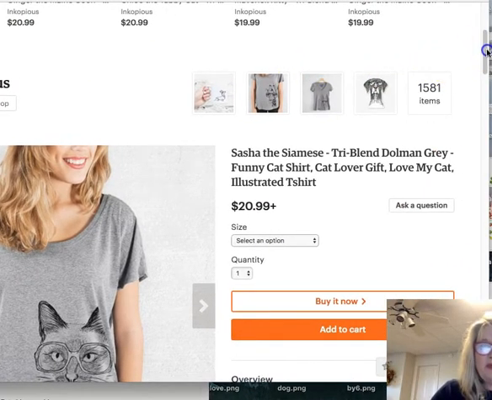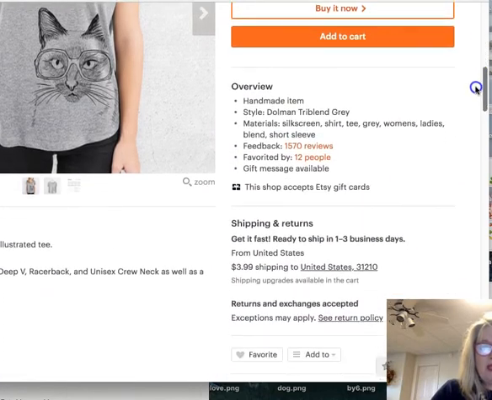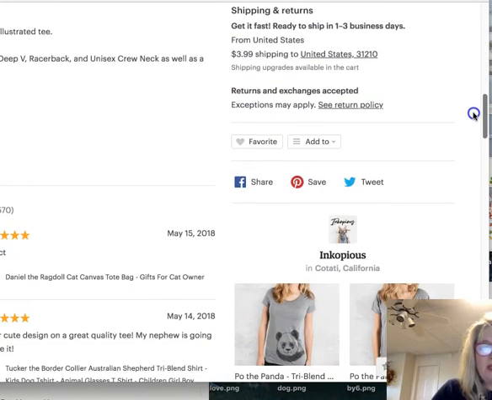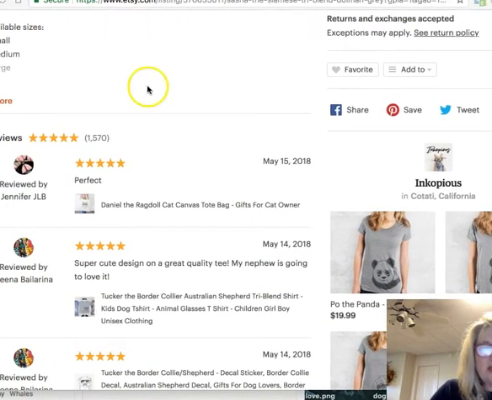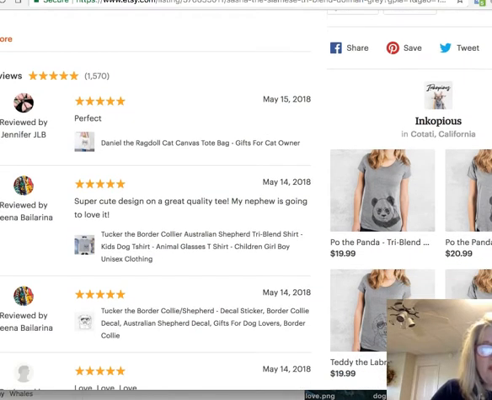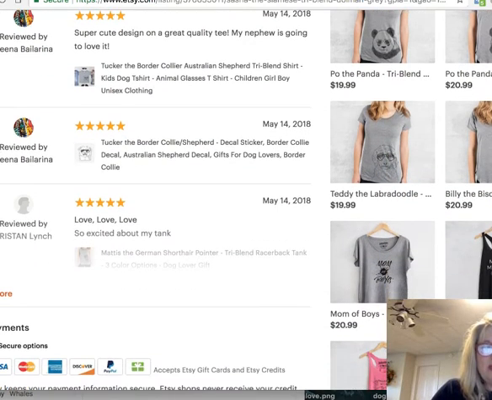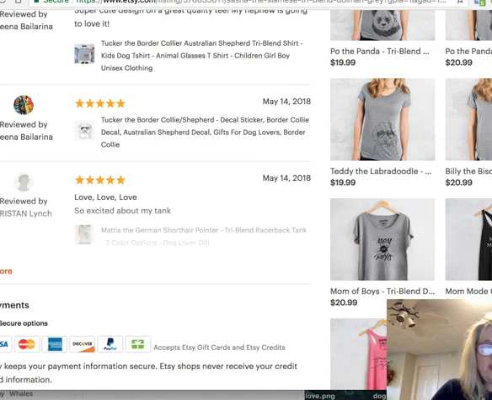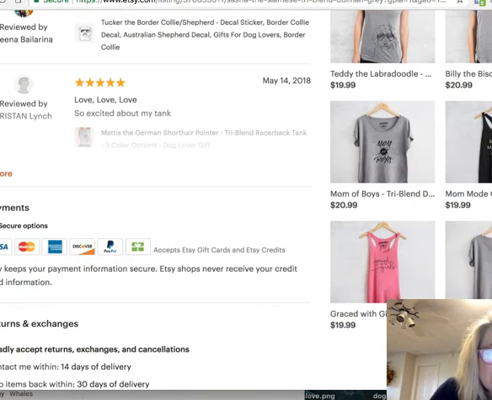When people go into Google and put in Siamese cat shirt, they are taken to this page right here, and they are making sales in their cat store. You can tell by the reviews. Daniel the Ragdoll Cat, Tucker the Border Collie. So what they're doing is niching down into specific dog and cat niches.